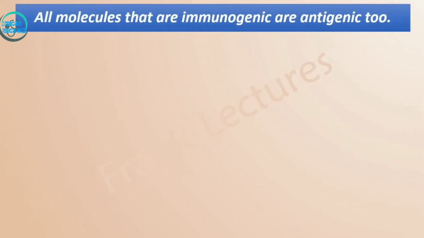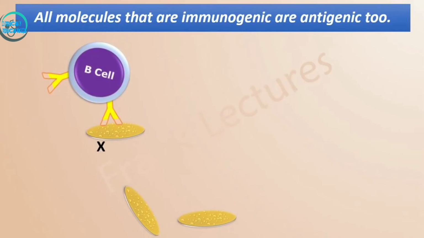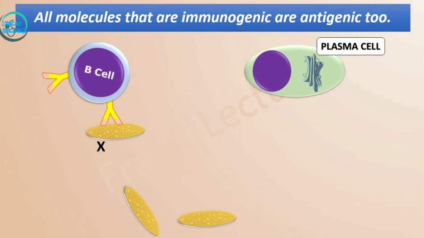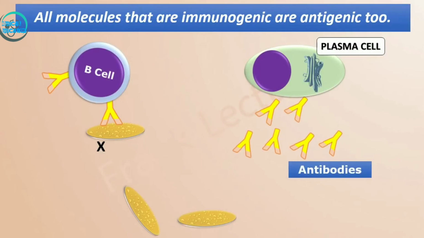Now, look at this statement. All molecules that are immunogenic are antigenic too. Which means all molecules which are able to induce an immune response are also able to bind to the final products of the immune response. Like we saw in the previous example, humoral immune response was induced by the antigen, bacteria X, and the antibodies produced bind specifically to that antigen. So, substances which are immunogenic are also antigenic.